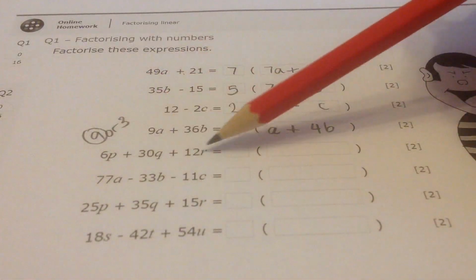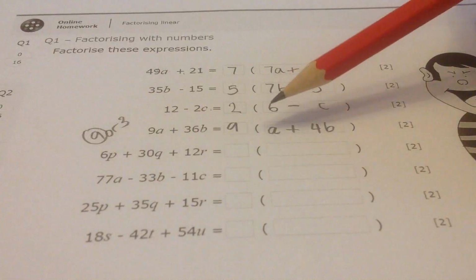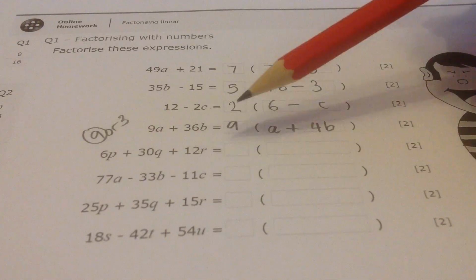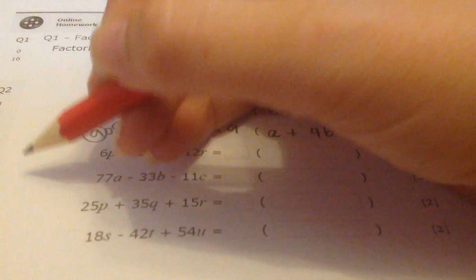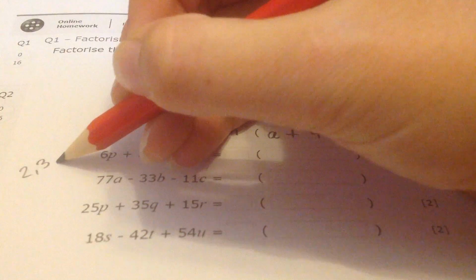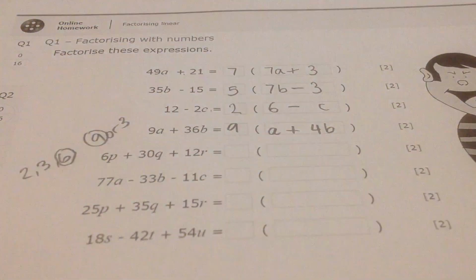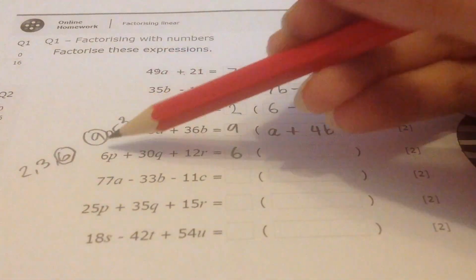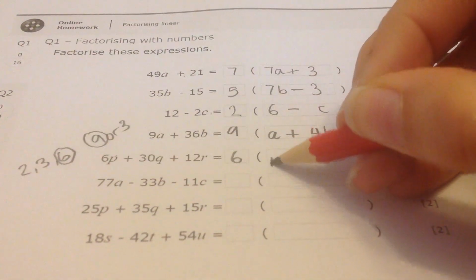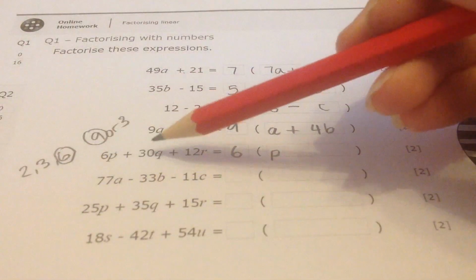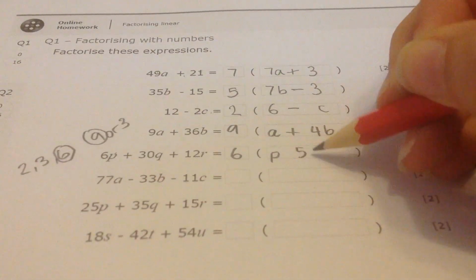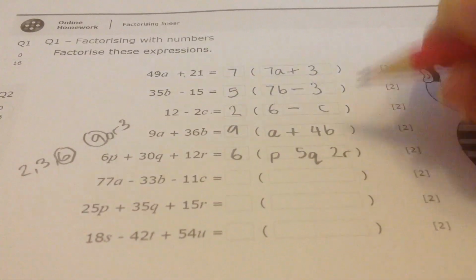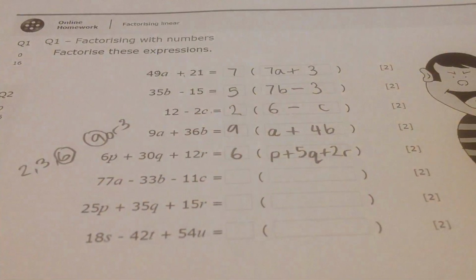We've got 3 terms in this expression, but the same rule applies. They're all even, so they can all be divided by 2. They're all in the 3 times table, but they're also in the 6 times table. So when we've got the choice of 2 or 3 or 6, we're going to go for 6 because it's the biggest factor. So 6 goes in front. 6 times p. 6 times 5 to make 30, and then we've got a q. 6 times 2 to make 12, and then we've got an r, and both of those will be plus.